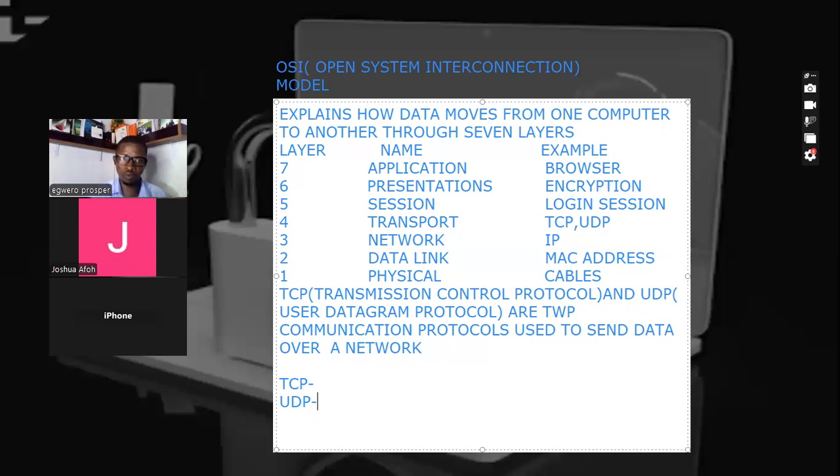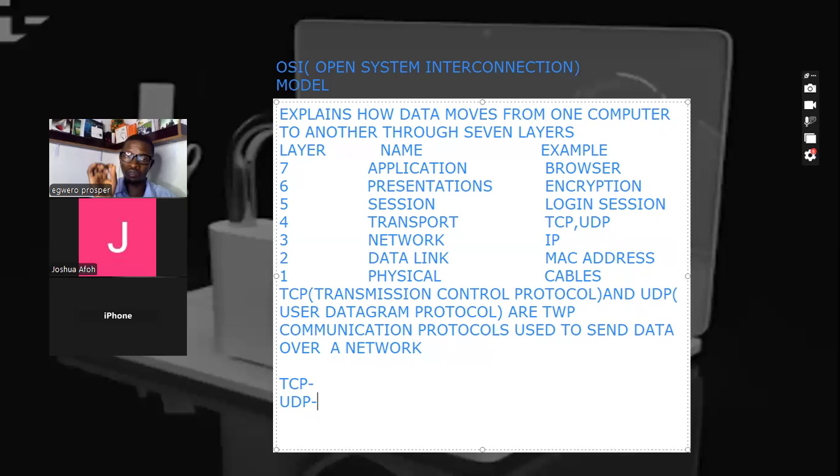I believe you can unmute and tell me why it's faster than TCP now. Can I get a response from you? Why is it faster? Yes. It's faster because it does not bother about establishing any connection. It's just sent as it likes. Good. Perfect.